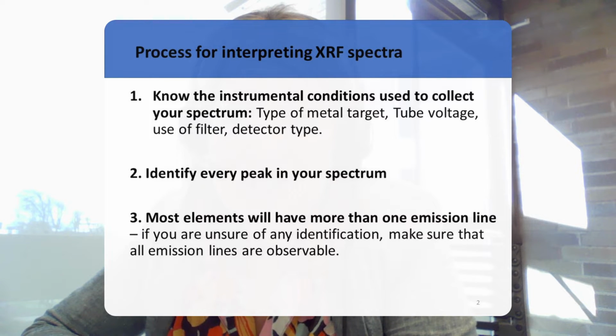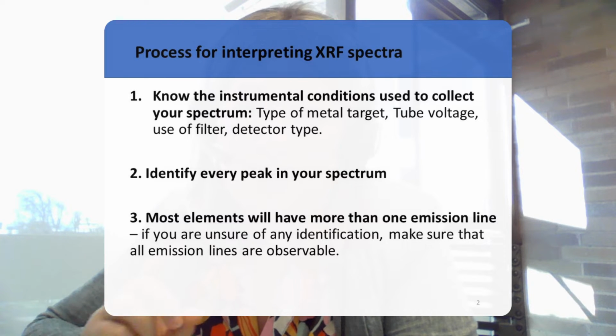Know the tube voltage setting that was used to collect the spectrum. All peaks that you observe in the spectrum will have an energy lower than the maximum tube voltage setting. If you use a metal filter, like the metal target, those lines will show up in your spectrum. Your detector type will also determine the resolution, the emission line energies that can be differentiated from each other. And also, some detectors produce artifacts in the spectrum. More about that later.